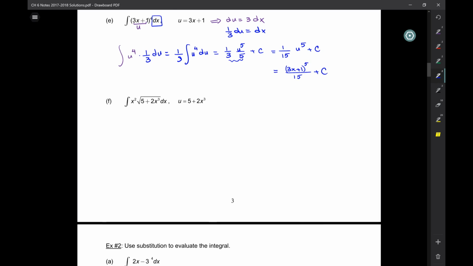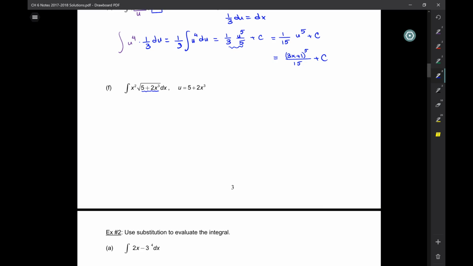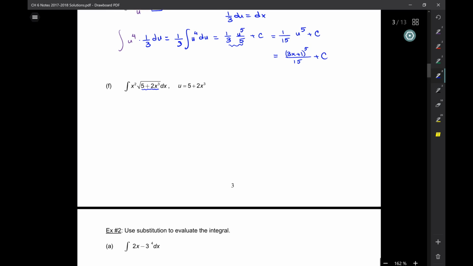Okay. So again, the most complicated function is this one, and we take the inside of it. Never take the square root of 5 plus 2x cubed. Inside function, inside function. So u is 5 plus 2x cubed. So now du is 6x squared dx. We're cool so far?